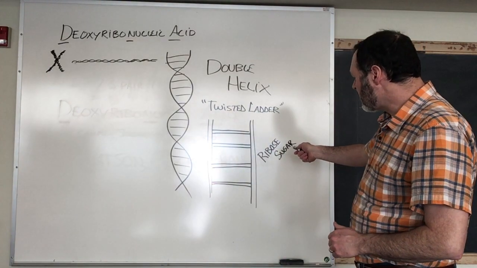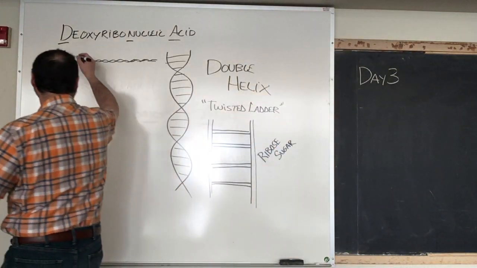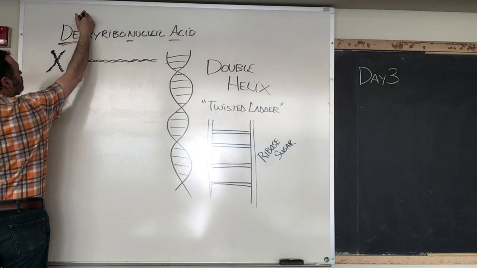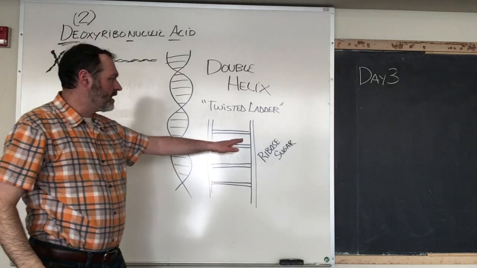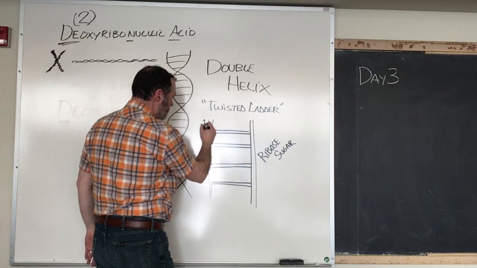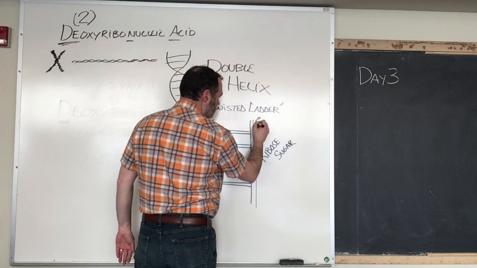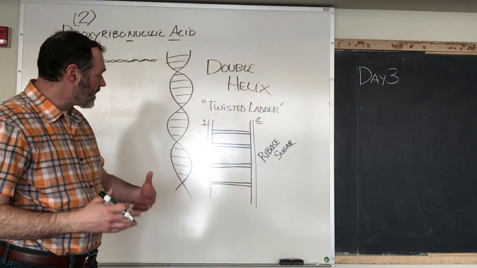The ribose sugar has two strands, and that's where we get the D, or the 2 prefix for DNA. So there's two strands. There's strand 1 and there's strand 2 of the sugar, or the railings.